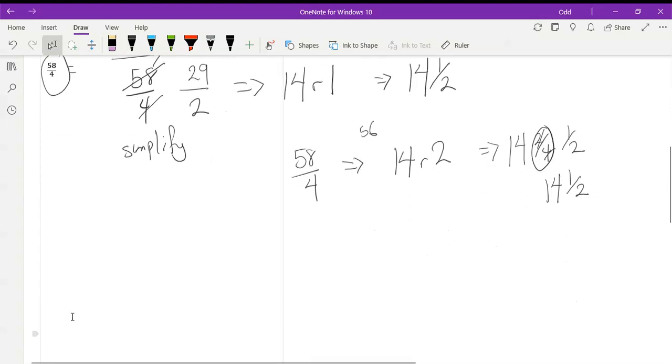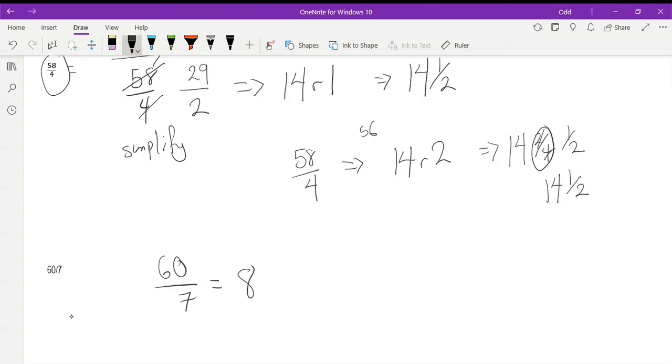Let's try some random numbers. Let's say we have 60 over 7. So let's convert 60 over 7 to a mixed fraction. All right, so we have 60 over 7. What is 60 divided by 7? That would be 8 with a remainder of 4, because 7 times 8 is 56. So we have a remainder of 4. So we write this as a mixed fraction. We have 8 wholes, 4 over 7.